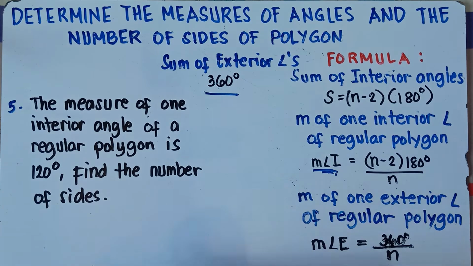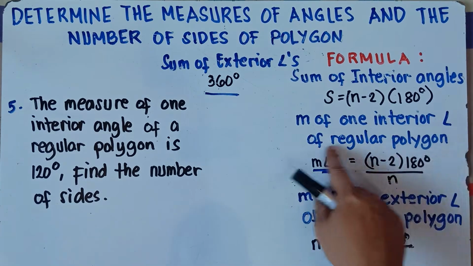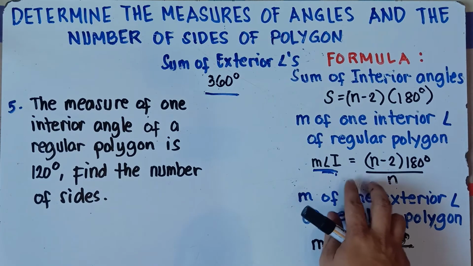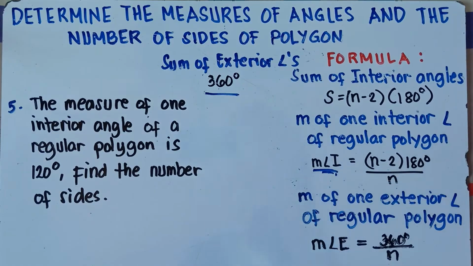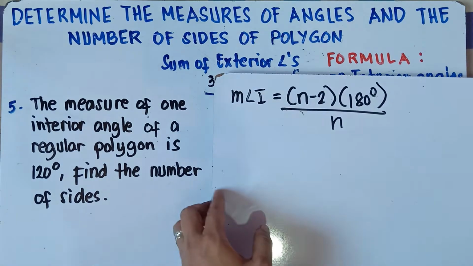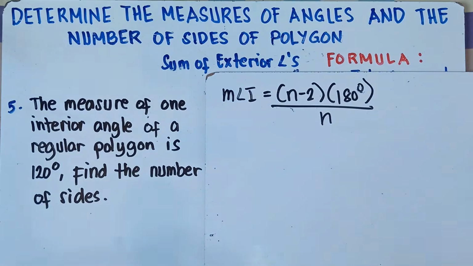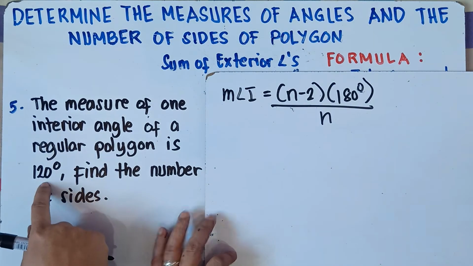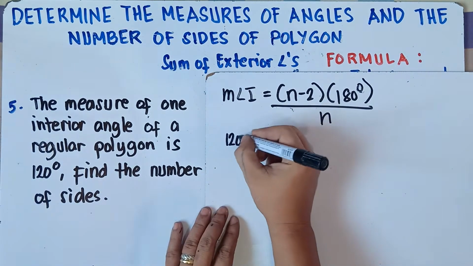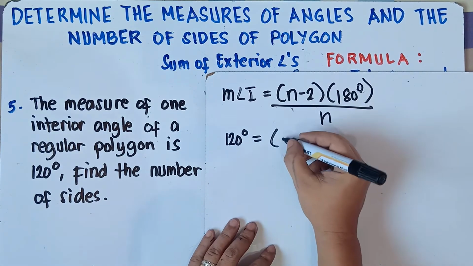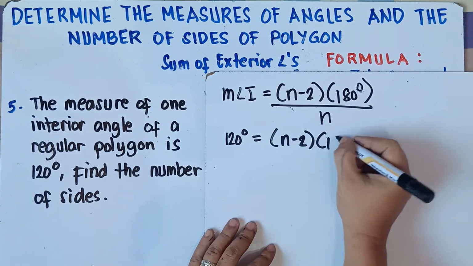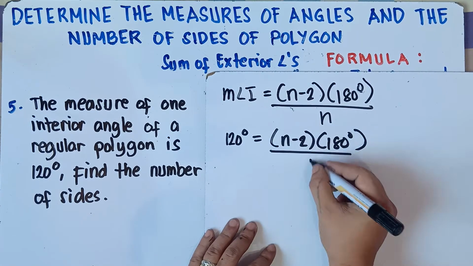So we are given, class, the measure of one interior angle of a regular polygon. Therefore, we can simply use this formula to find the number of sides. Simply substitute the measure of one interior angle, that's 120 degrees. So 120 degrees equals, copy the equation, since we're told to find n, or the number of sides, n minus 2 times 180 degrees over n.